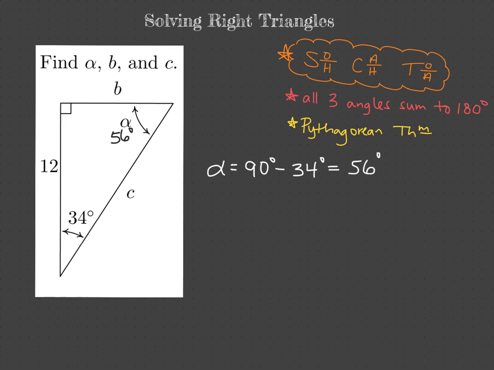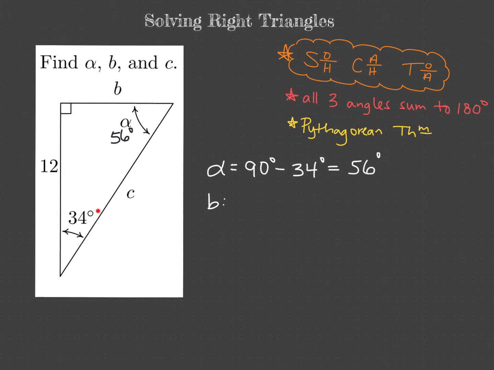Next, let's focus our attention on one of the missing side lengths. I'm going to start with finding the side length B. Now, we can find B in a couple different ways. We cannot use the Pythagorean theorem yet because we only know information about 1 of the side lengths, and in order to use the Pythagorean theorem, we need to know 2 of the side lengths of the 3 to find the missing 1. So we do have to use SOH, CAH, or TOA. Which one we use depends on your perspective, what information you have, and really just your preference.